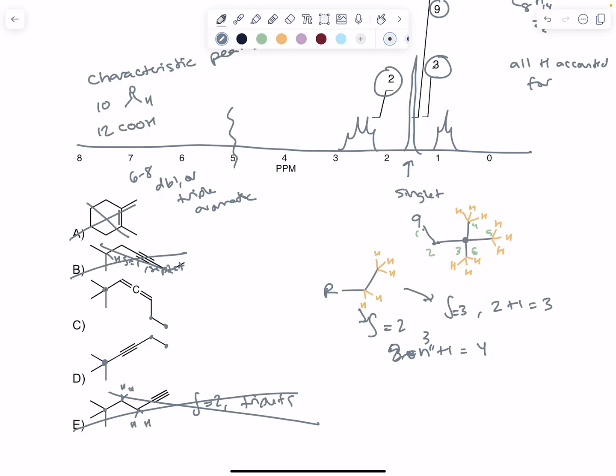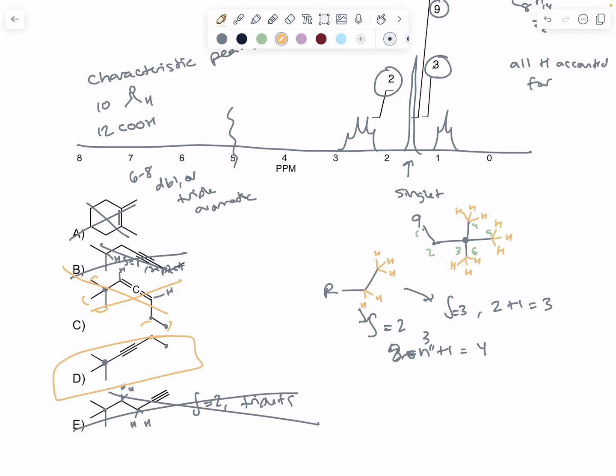We have a 2 that's a quartet and a 3 that's a triplet. So now we're looking at this. One big flaw I see in this one is there's 2 more hydrogens here, and with those 2 hydrogens, we don't have peaks for those. We only have peaks for these 3 and these 2. So I don't think it's B, or sorry, that one's C either. So our last option right here is D, and that should be our right answer.